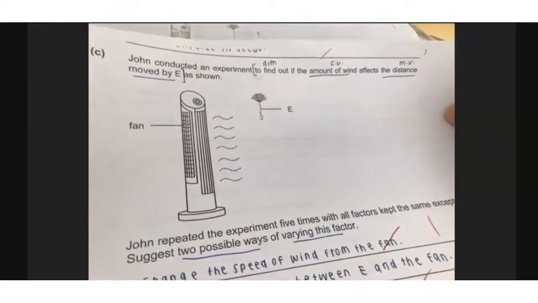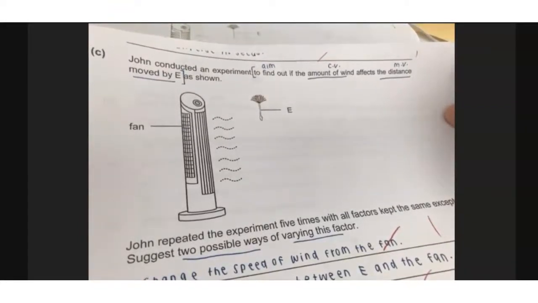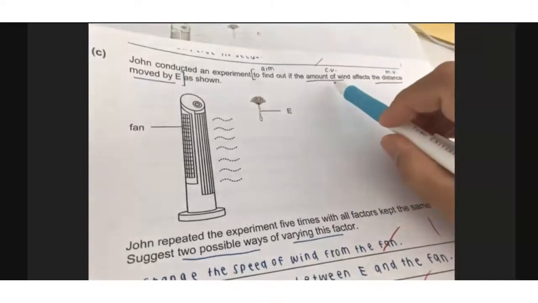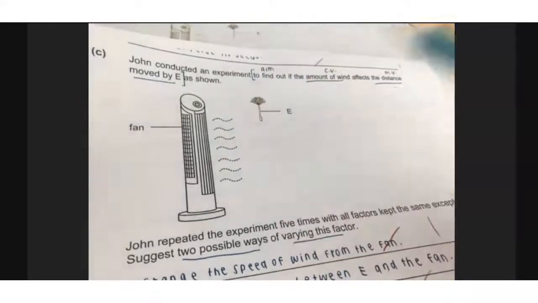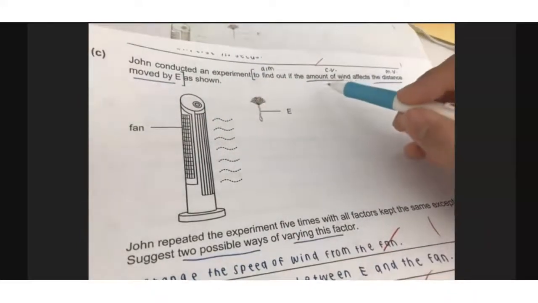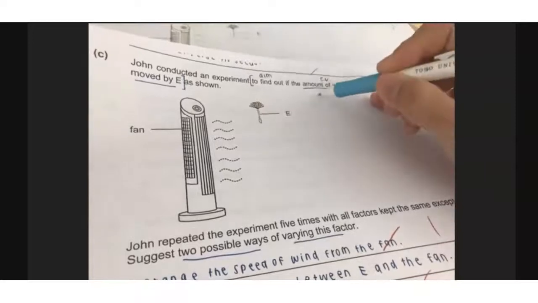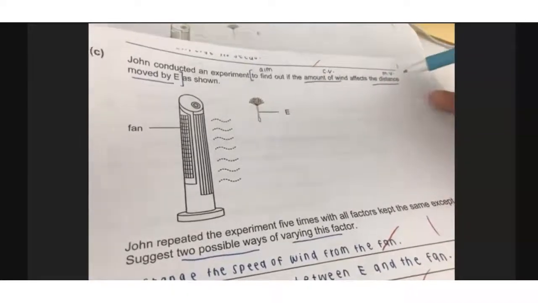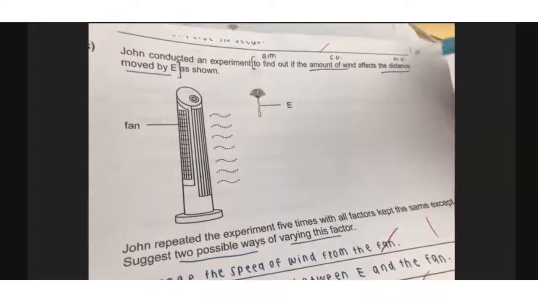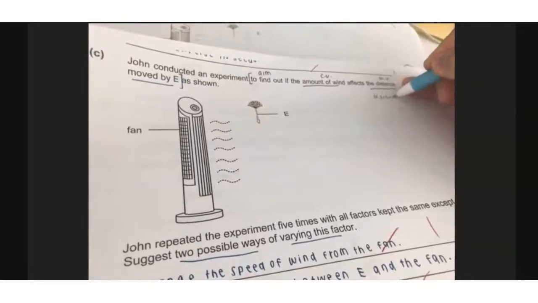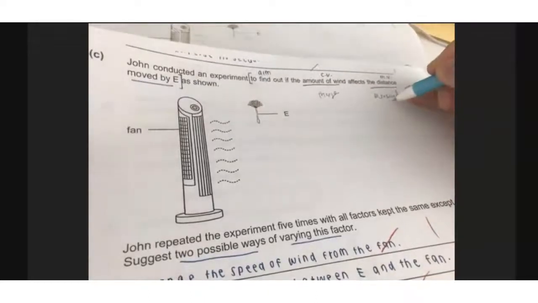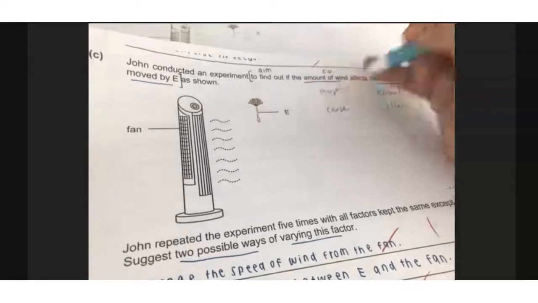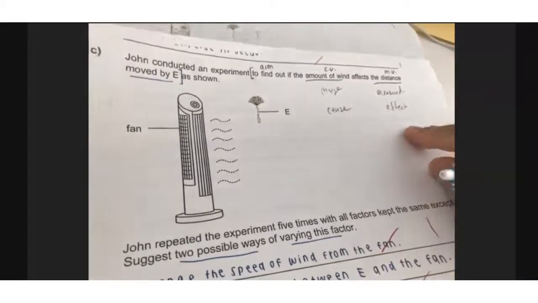Now John conducted an experiment to find out, all right, if the amount of wind will affect the distance moved by this seed E. And this child is very good. She wrote down some information such as the amount of wind is a change variable, and the distance traveled will be the measured variable. All right, this is what you'll be measuring, this is what you will change. This will be the cause, and there's the effect.